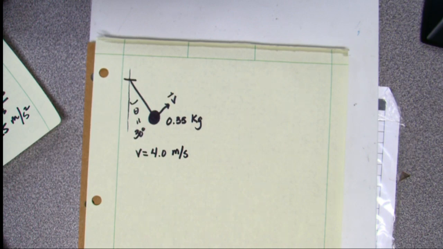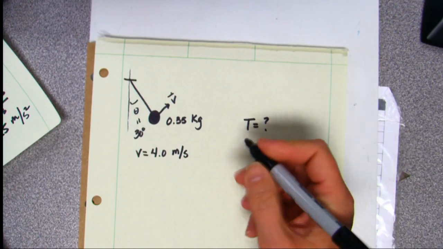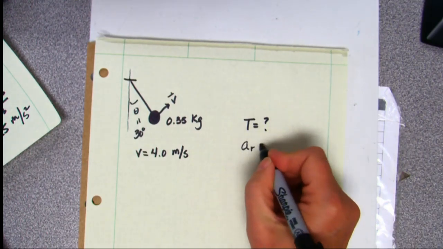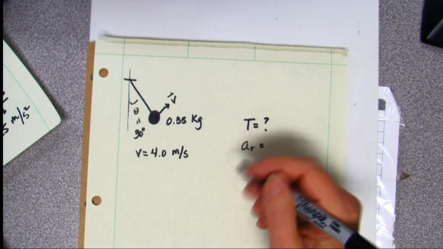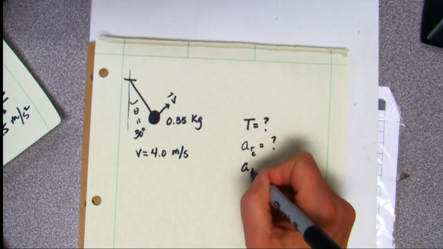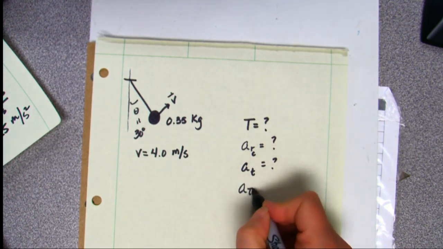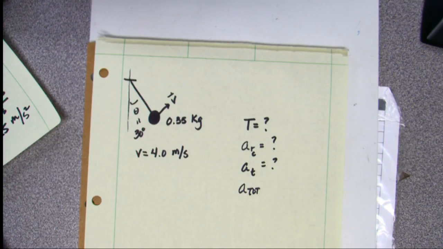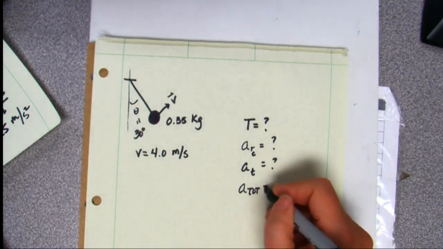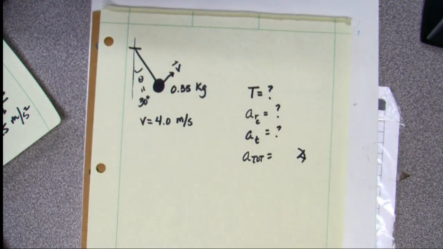At the instant that this happens, we want to find the tension of the string. We want to find our radial or centripetal acceleration. We want to find our tangential acceleration. We want to find the total acceleration. Okay? And we want to find the angle associated with the total acceleration. So not only do we want to find the magnitude, but also the angle.